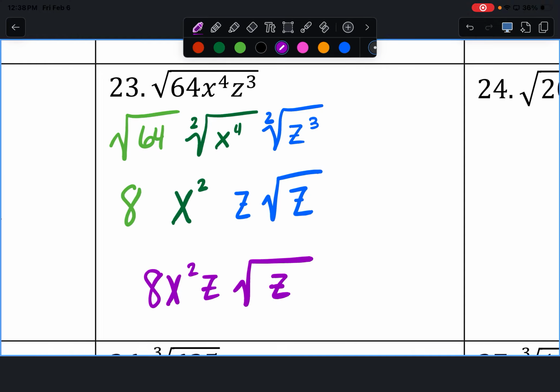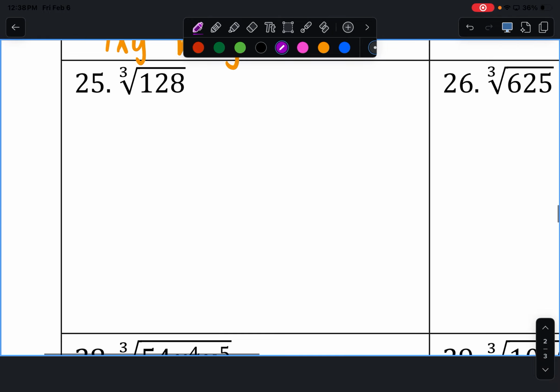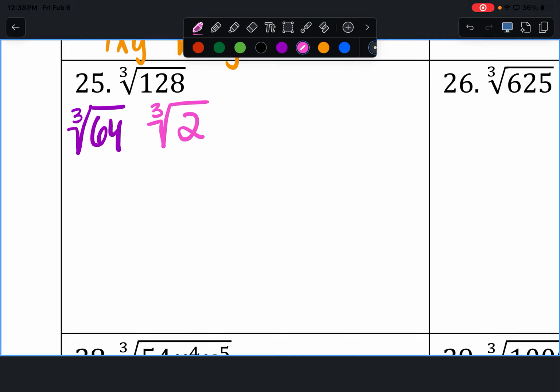Now, for number 25, all right, we're looking at perfect cubes. So, list of perfect cubes. What is the biggest perfect cube that 128 is divisible by? So, let's think. Is 128 divisible by 125? 64. It is 64. How many times can 64 go into 128? Twice. So we're going to rewrite this as the cube root of 64 times the cube root of 2. What is the cube root of 64? 4. So we have 4 times the cube root of 2.